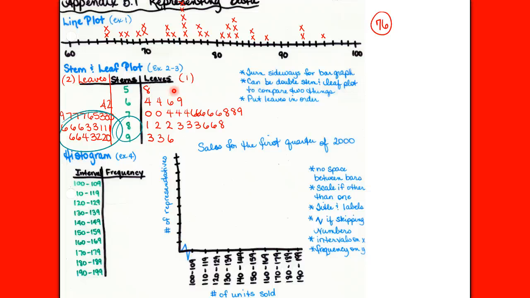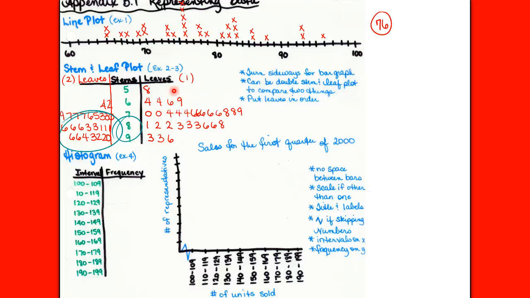So example number 4, it says a company has 48 sales representatives who sold the following number of units during the first quarter of 2000. Construct a grouped frequency distribution for this data, and then we could use that to make a histogram. Grouped frequency distribution is a fancy name for a tally chart.